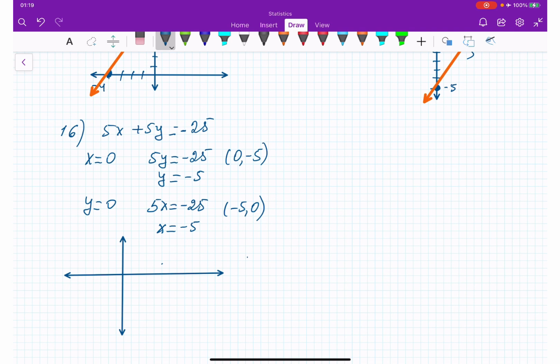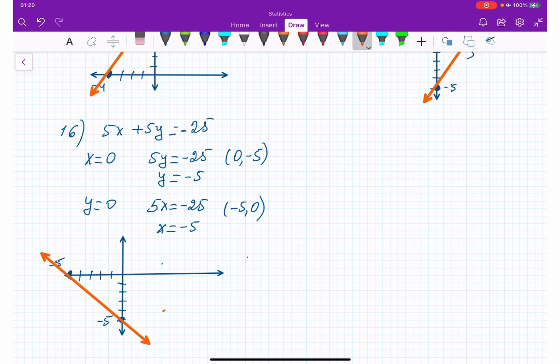So 0, negative 5 and negative 5, 0. Let me go 0, negative 5. 1, 2, 3, 4, 5, negative 5. This is 1 point. And the other point is negative 5, 0. 1, 2, 3, 4, 5. Negative 5. Okay.